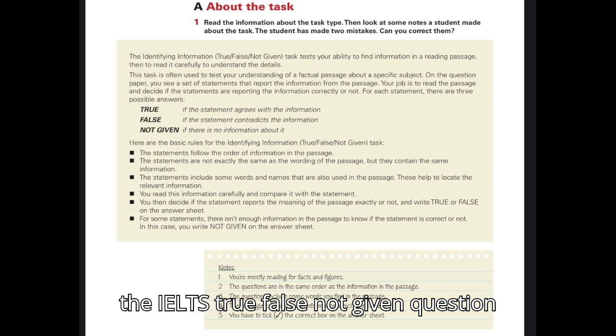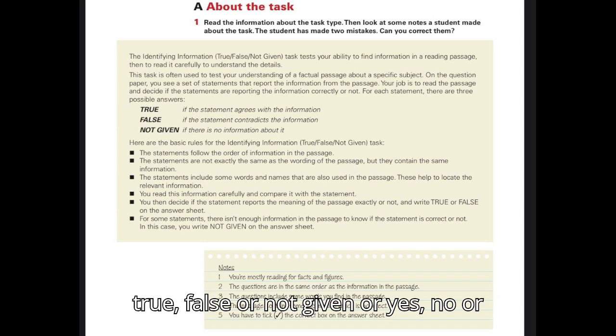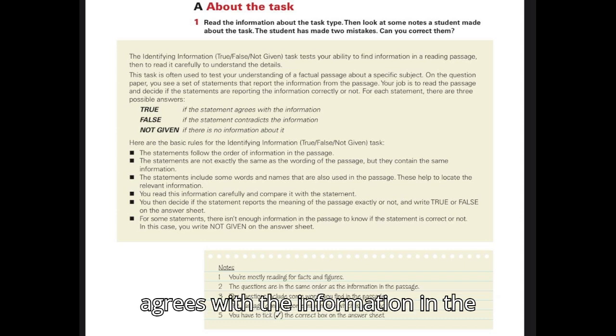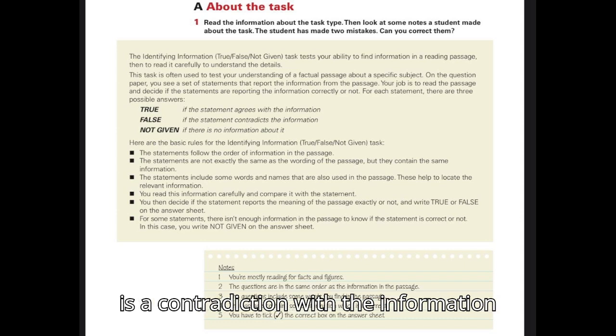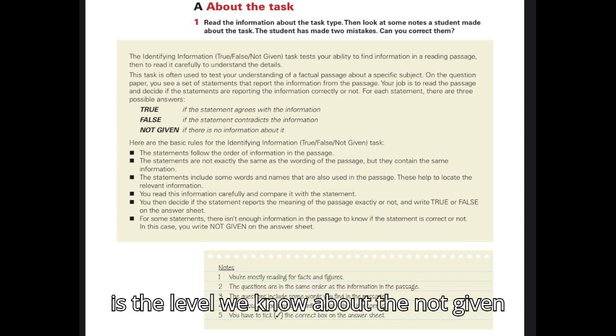In the IELTS True False Not Given question, you are expected to provide a true, false, or not given, or yes, no, or not given answer to a given statement. The answer is true if it agrees with the information in the passage. It is false if there is a contradiction with the information in the passage. Not given if there is no information. That is the ordinary level we know about the not given question.